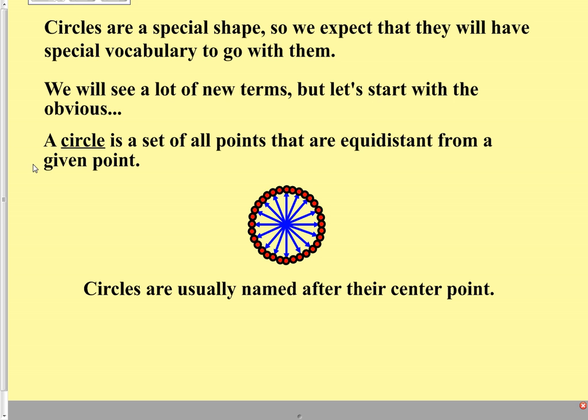The given point would be the center of the circle, and obviously if you measured outward from the center of the circle in an infinite number of directions and placed an infinite number of points at the end of that measurement, then you end up with a nice, smooth, curved, two-dimensional surface, which we would call a circle. And of course, circles are typically named after whatever their center point is. So circle A, circle B, circle C, and so on.